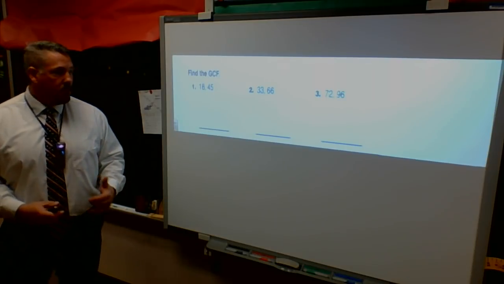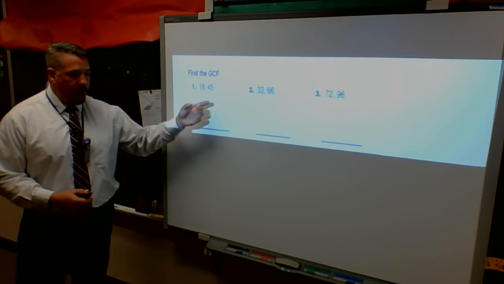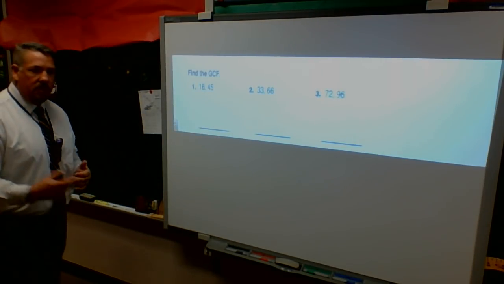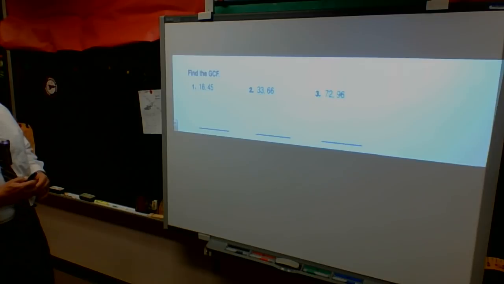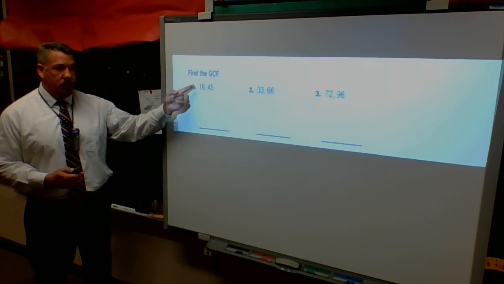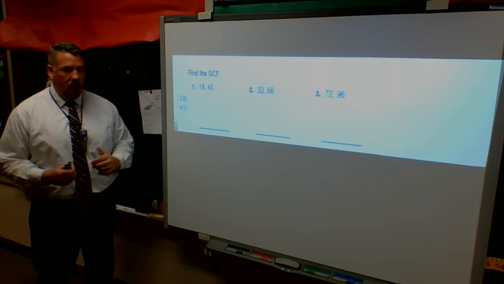On your practice ones, I have 3 different ones here for you. We have 18 and 45, 33 and 66, 72 and 96. I think you can see it on the screen, so it shouldn't be a problem. So the first thing I do, my steps, I write down the 2 numbers and stack the ones that were given, 18 and 45. All right.